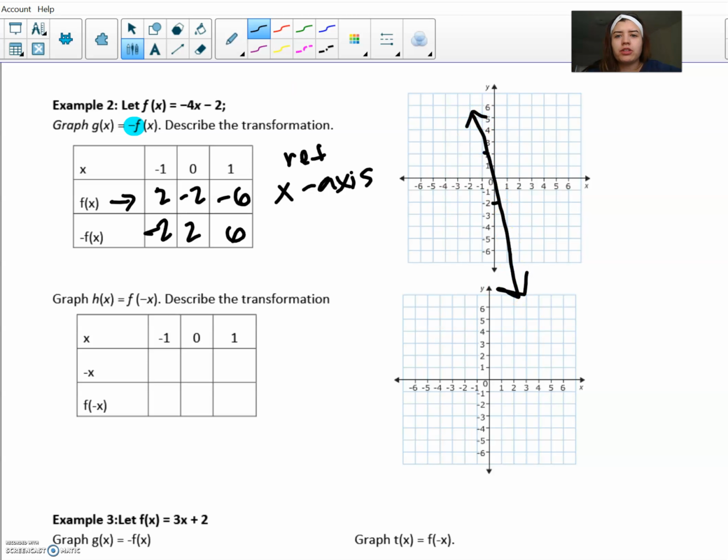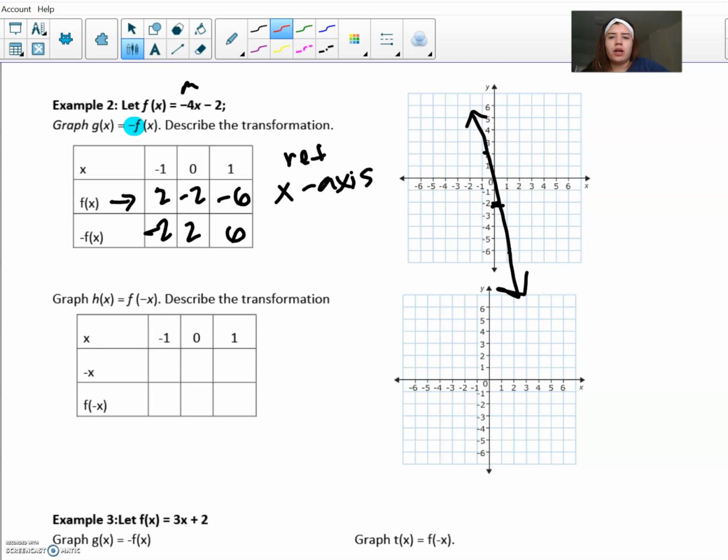And this actually matches up with our slope. If our slope is -4, we go down 1, 2, 3, 4, and then we go right 1. We're at 2 and 6. So because we know it's a reflection over the x-axis, it's going to reflect right where it crosses our x-axis.